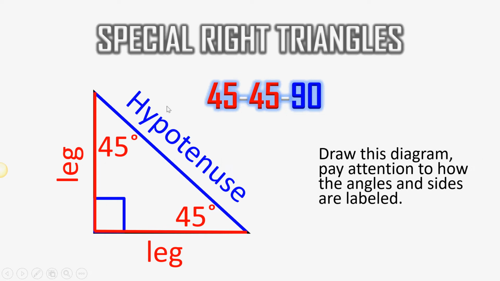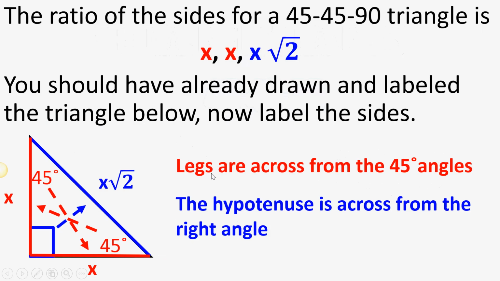Well, I only see 2 colors instead of 3. Make sure you are drawing this. 2 of the sides are the same. The 2 sides that make the right angle are called the legs. We don't have a short and a long leg. They're just legs because they're the exact same length. Then you've, of course, got the hypotenuse that is across from the right angle.